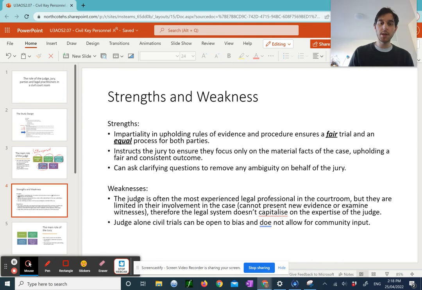Well, because they're an impartial third party, they are upholding the role of fairness in our legal system. They make sure that the rules of evidence and procedure are applied sort of even-handedly to both sides, making sure that there's no bias or disadvantage there.